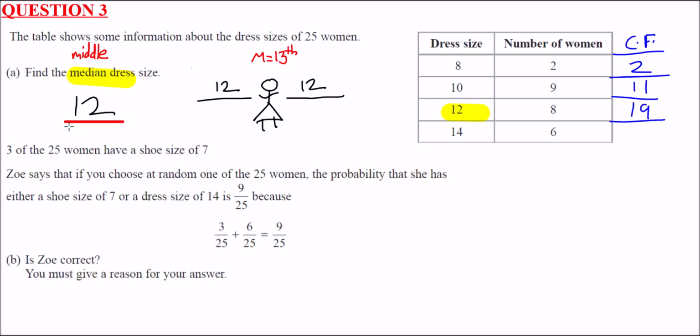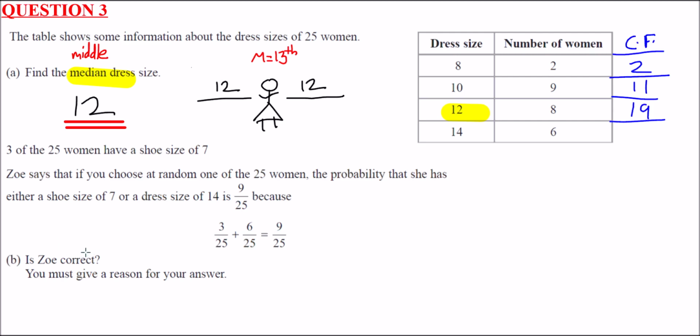The next one, for part B, we've got some thinking to do. So 3 of the 25 women have a shoe size of 7. Zoe reckons that if you chose at random one of these 25 women, the probability that she has either a shoe size of 7 or a dress size of 14 is 9 out of 25, because 3 25ths plus 6 25ths equals 9 25ths. So, is Zoe correct? You must give a reason for your answer.